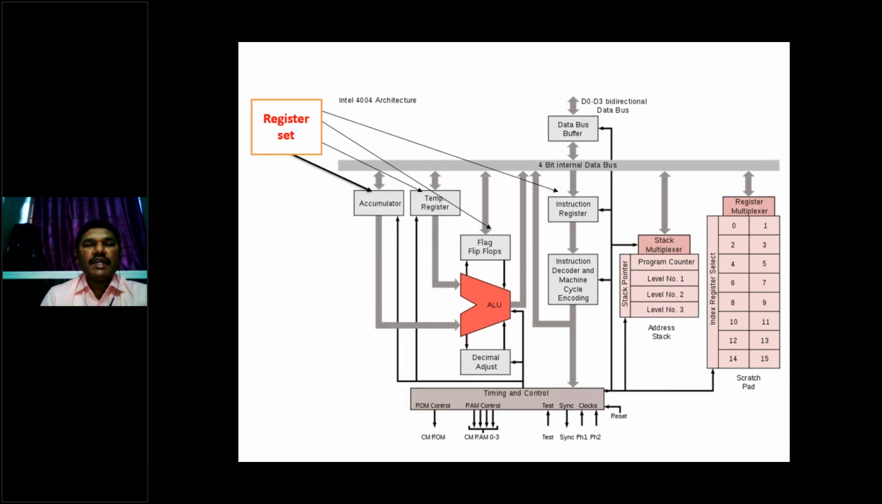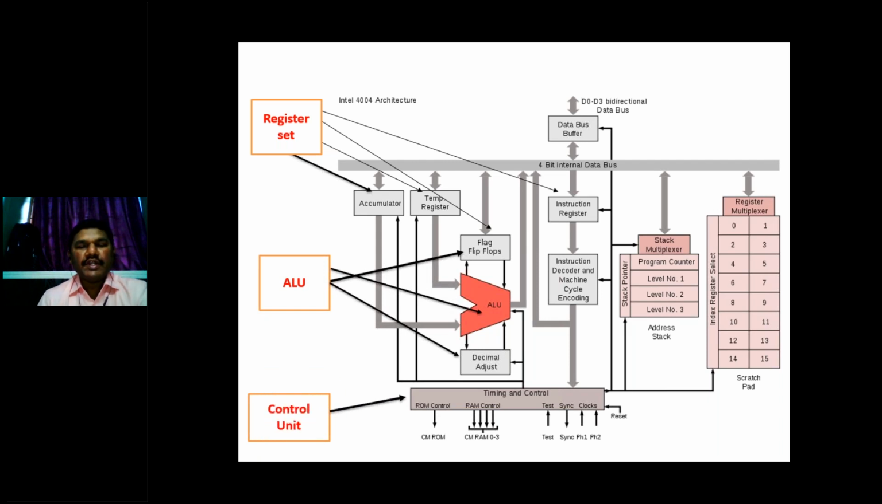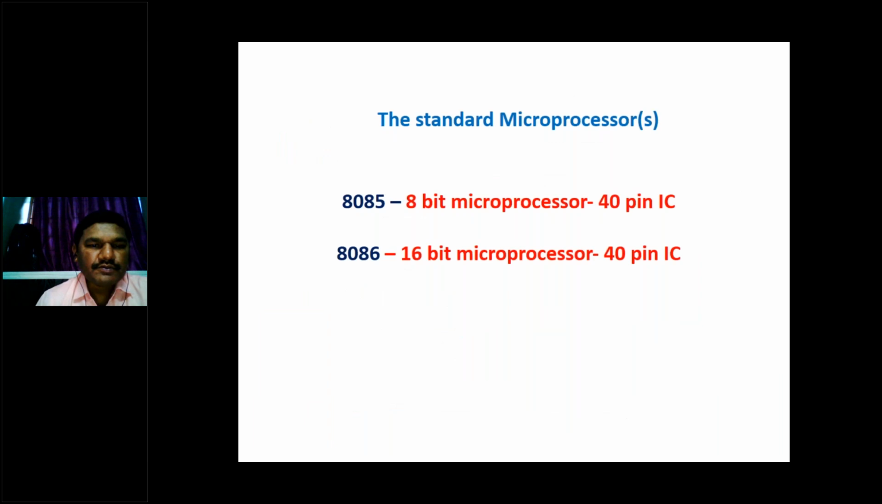Right, it has 3 registers. This is called the ALU set, and this is called the control unit. And this control unit is in relation with the instruction decoder and machine cycle encoding. Then this also comes under the timing and control unit. So this is what we call the register set, ALU unit, and control unit. And the standard microprocessors are 8085 and 8086.